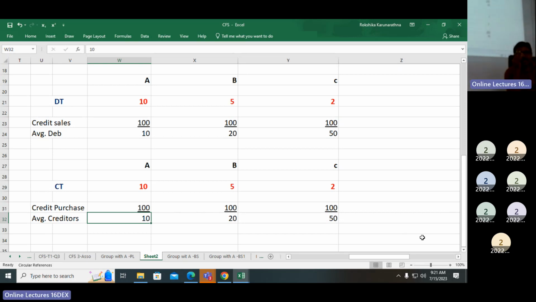Now, when you make credit purchases, what does the business prefer? When you make 100 million purchases and maintain 10 million creditors, or 100 million purchases and 20 million. Let's compare A and B first, right? Both companies made 100 million credit purchases. One maintained 10 million creditors, the other maintained 20 million creditors. What would a business prefer? Maintaining a high amount of creditors or a low amount of creditors?